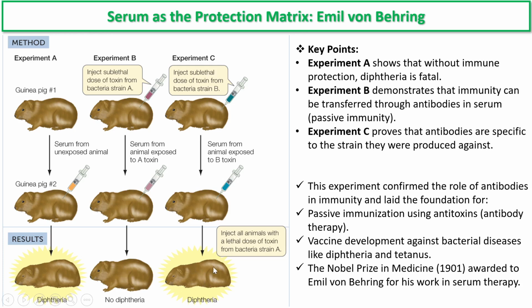This particular guinea pig was initially injected with toxin B. Its body has developed immunity against toxin B. But here we are giving it toxin A, so it is also dying. So what is happening here with toxin A? This one is injected with toxin A and it is surviving. It is not getting diphtheria infection, whereas these both are getting infection.